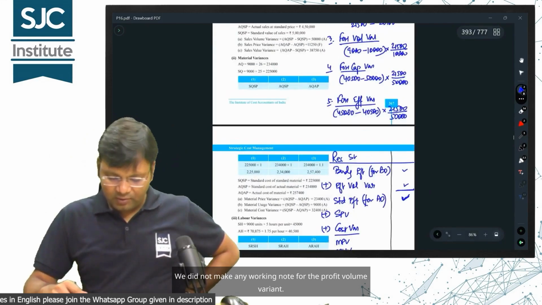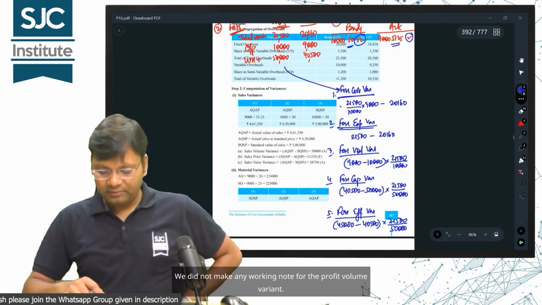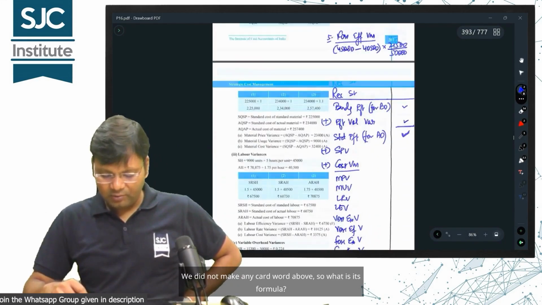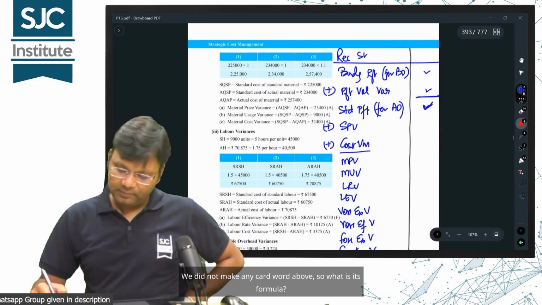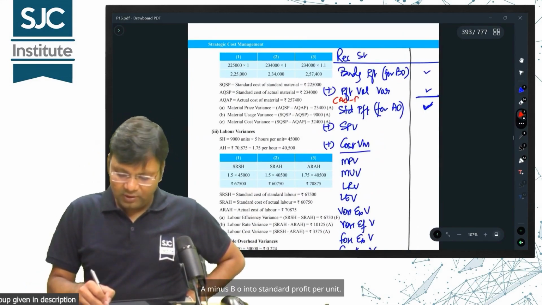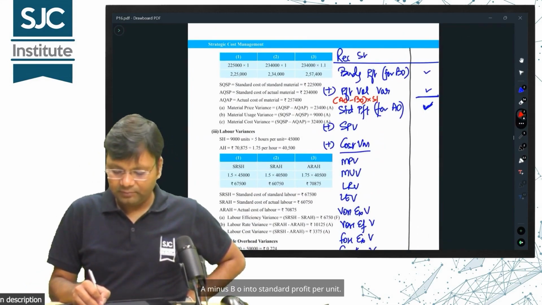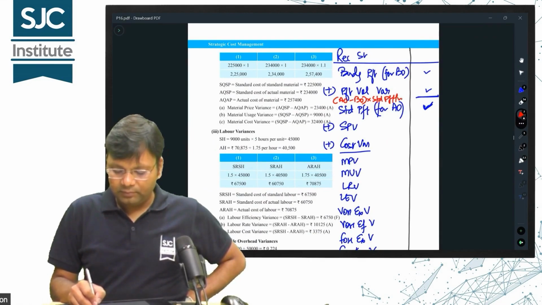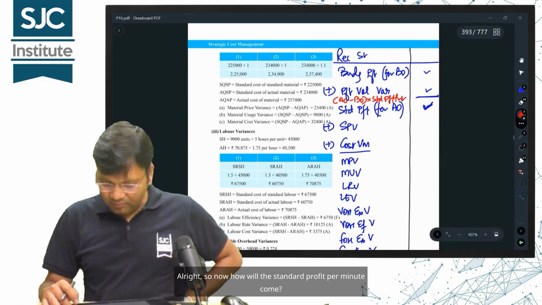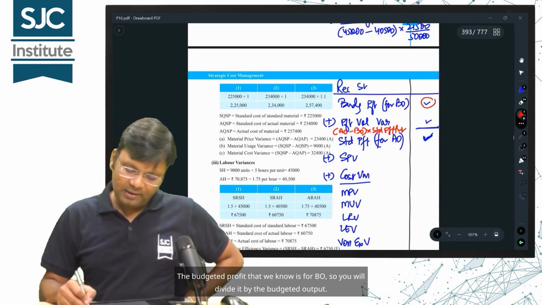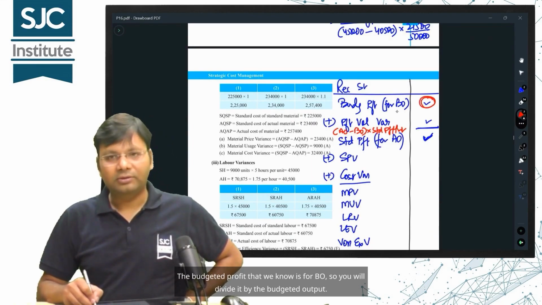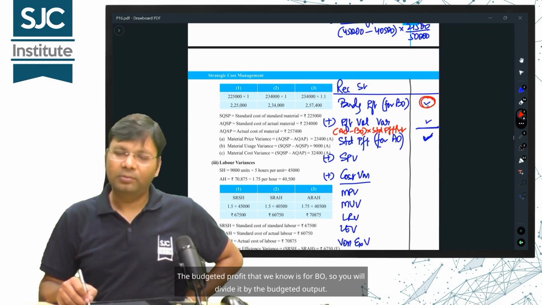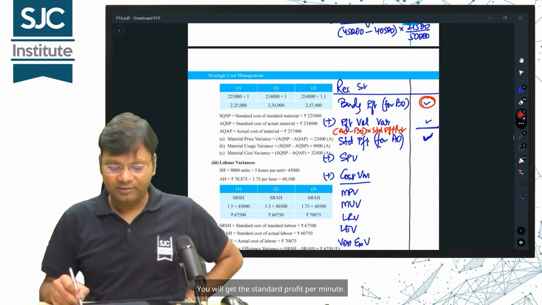We did not make any working note for the profit volume variance. We did not make one above, so what is its formula? Actual output minus budgeted output into standard profit per unit. Alright, so now how will the standard profit per unit come? The budgeted profit that we know is for budgeted output, so you will divide it by the budgeted output. You will get the standard profit per unit.